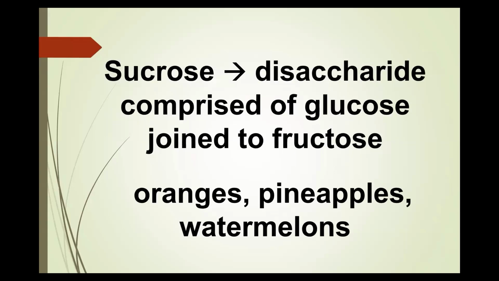In other fruit, sucrose may be the dominant sugar. Sucrose is a disaccharide comprised of a glucose molecule bonded to a fructose molecule. Sucrose can occur at high levels in fruits such as ripe oranges, pineapples, and in certain varieties of watermelon.